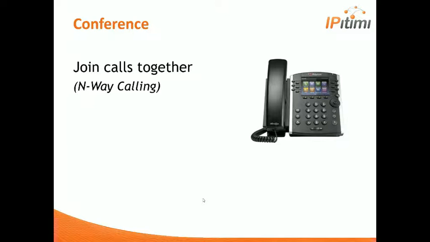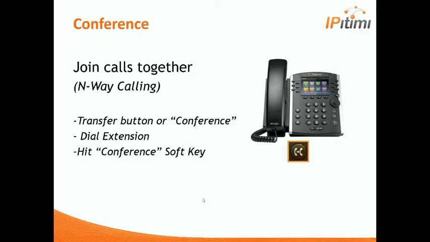So let's say you're on an active call with Susie and you'd like to conference in John. While you're on your active call, you can press the transfer button or conference button if you have one available. Remember, the transfer button looks a little something like this. You can then dial John's extension, and then when he answers, hit the conference soft key. Your soft keys are generally listed along the bottom of your screen right here. Once you hit the conference soft key, it'll join all of you, Susie, and John together on a single call.